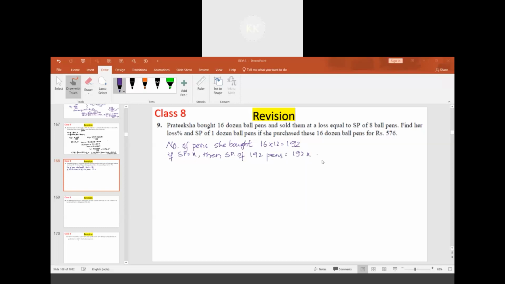Here they have given that she sold them at a loss equal to the selling price of 8 ball pens. So we can find out the loss. Loss will be equal to 8x. So we can find out the cost price of one ball pen also, because we know the cost price of 16 dozen ball pens, which is 576. So it will be 576 upon 192. Correct.